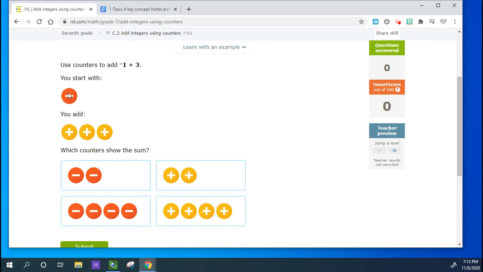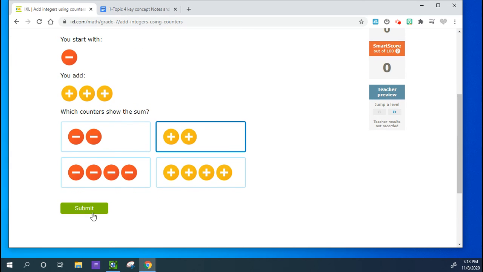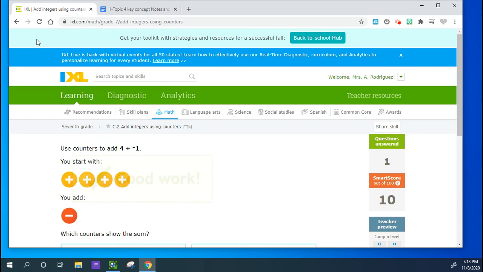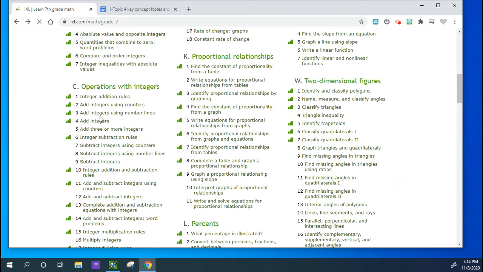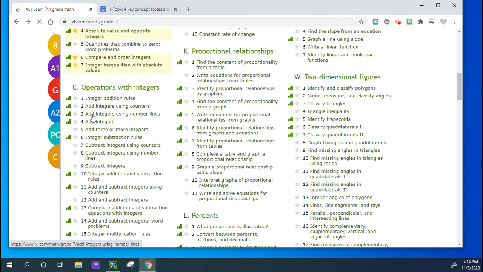You start with -1 and you add 3. These are going to cancel out. It's going to leave you with 2. You're going to answer that set, and then you're even going to keep on going down in the threes, number lines, and then doing it on your own. You've got this. You've got this.